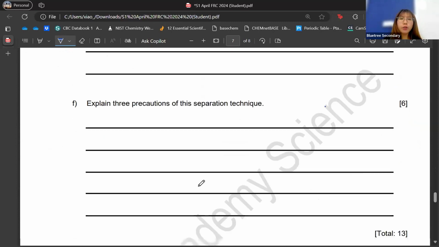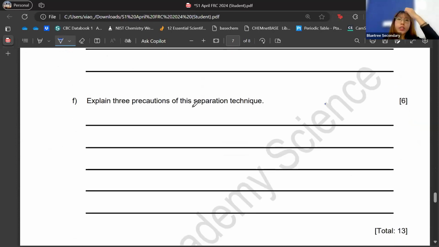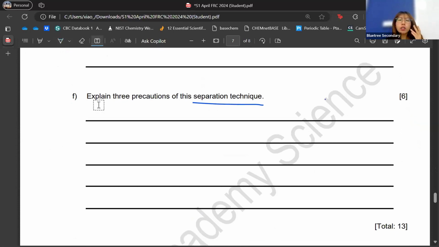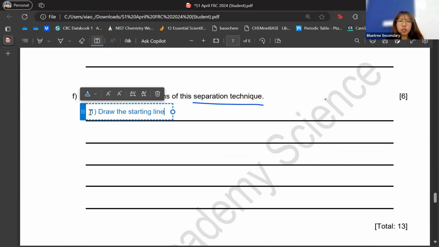Okay, going to question F, explain 3 precautions of this separation technique. So this separation technique we have already identified in part A, that is chromatography. Okay, so all of you students will write 2 of them. The first of them will be draw the starting line with a pencil. This is the popular precaution for chromatography. The second most popular precaution for chromatography would be about the starting line and the solvent level.